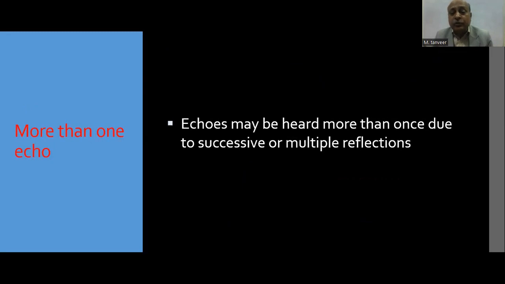More than one echo. Sometimes we hear more than one echo. Echo may be heard more than once due to successive or multiple reflection. When a sound wave traveling in forward direction strikes the wall and bounces back and strikes this wall, then again it moves in forward direction, and we hear multiple echoes. These multiple echoes are heard in a big hall. Sound waves are spreading in all directions. Some sound waves are traveling in forward direction, some leftward, some rightward. All these sound waves are reflecting, and we hear multiple echoes.